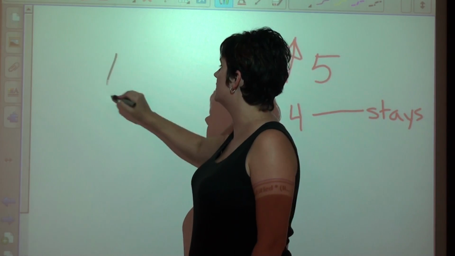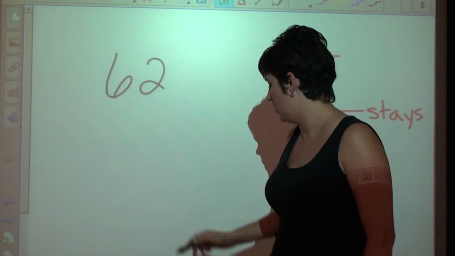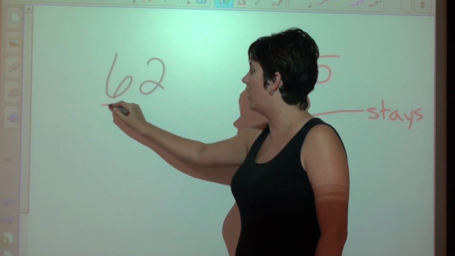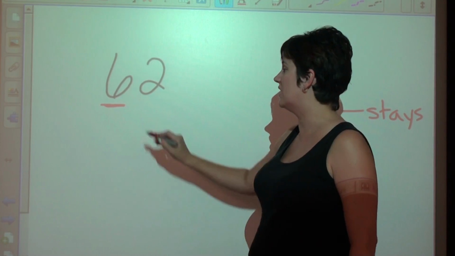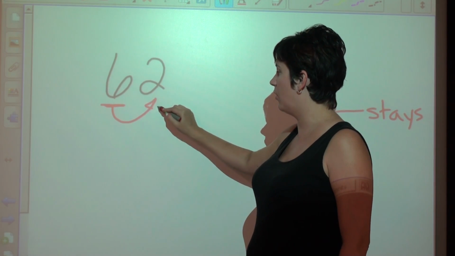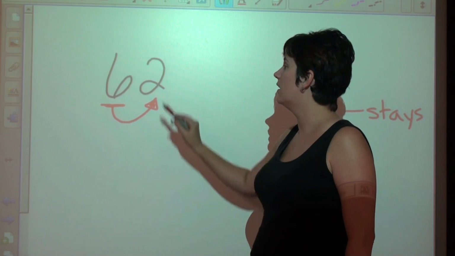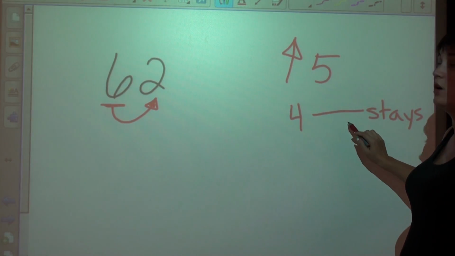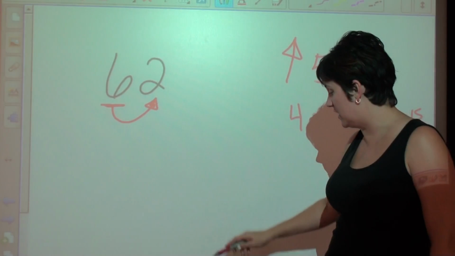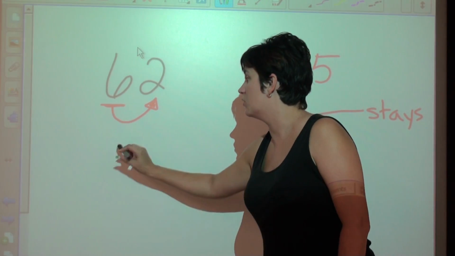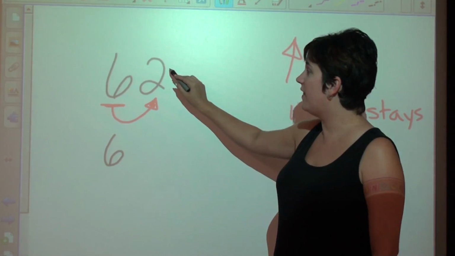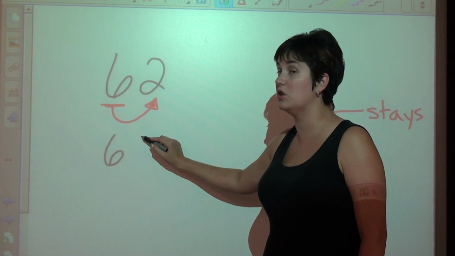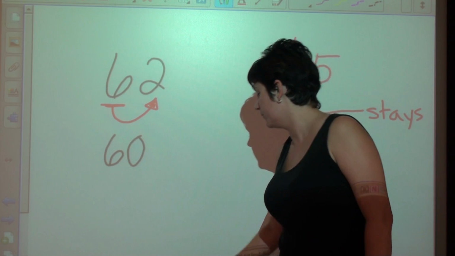So if we had 62, and we're rounding to the tens place, we're going to underline the tens place, which is the 6, draw an arrow to the ones. That number is below 4. So the 6 is going to stay the same. So it's going to stay as a 6, and then the next number that's right beside it is going to turn into a 0, excuse me.